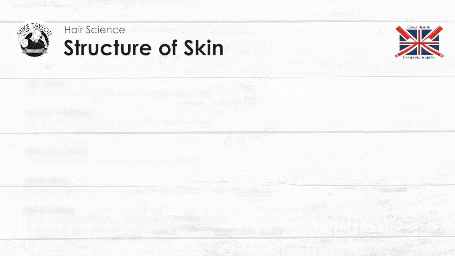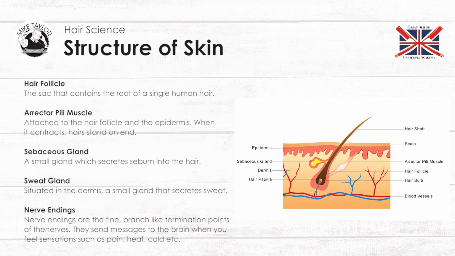The hair follicle. This is the sac that contains the root of a single human hair. You can compare this to a vase that contains 1 flower inside it. So the vase is like your hair follicle, and the stem of the flower is the hair that grows out of the hair follicle.